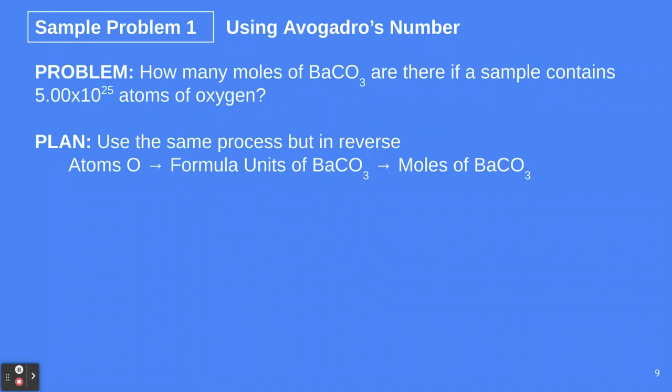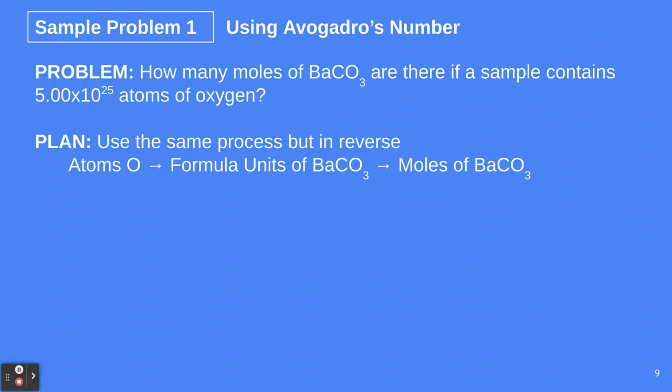So our first practice problem: how many moles of barium carbonate are there if a sample contains 5.00 times 10 to the 25th atoms of oxygen? This is the same exact problem as the last slide, just in reverse. So here we're going to start with atoms of oxygen. Then we're going to go to formula units of barium carbonate. Formula units just means kind of like a molecule of an ionic compound. Barium carbonate is an ionic compound. The term formula unit just kind of means molecule, so don't let that term scare you.